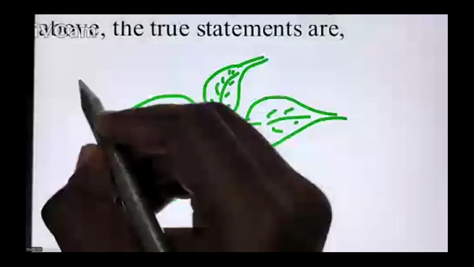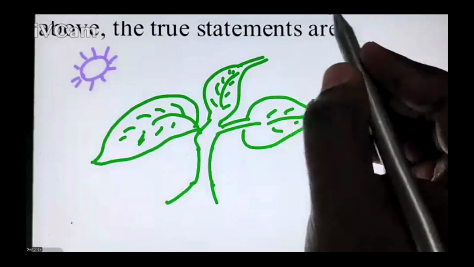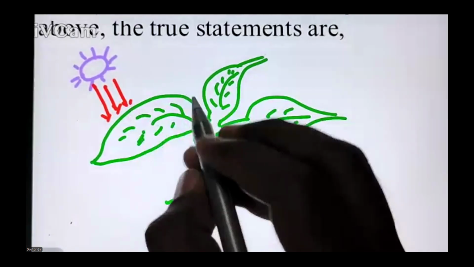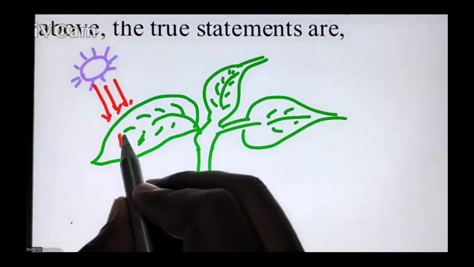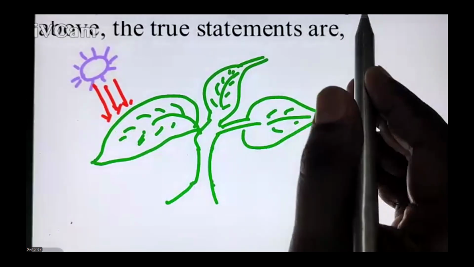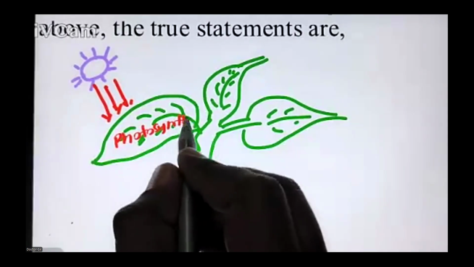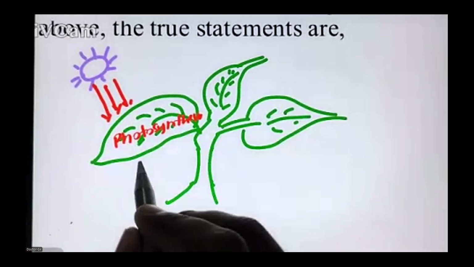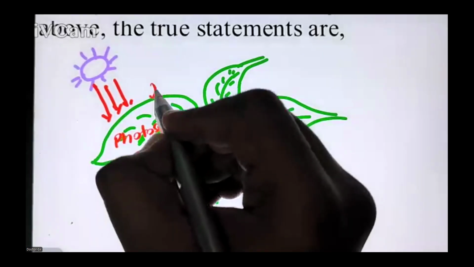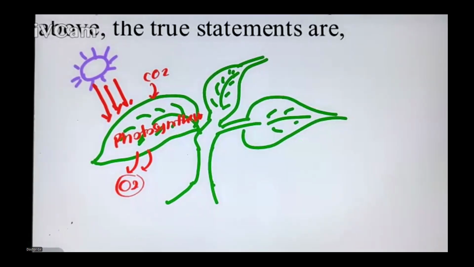Right, now we will consider here. In the daytime, the sun is also present, so the sun will give sunlight. Then these plants will be doing photosynthesis. So photosynthesis will be going on in the daytime. It will take CO2 and produce O2, that is during the daytime.